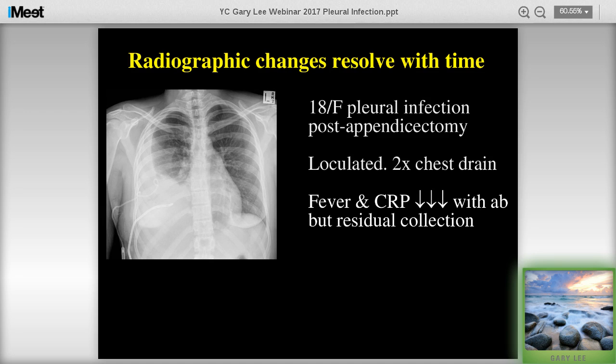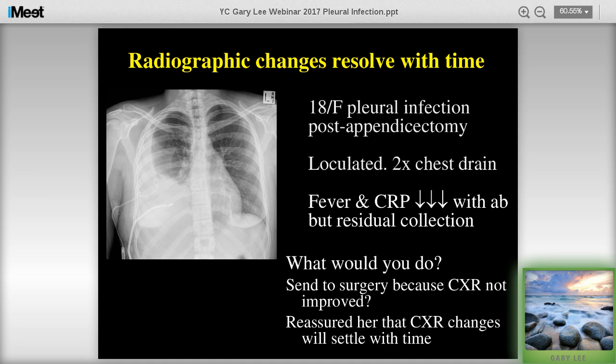This is an 18-year-old girl who has a ruptured appendix, was very septic, was in ICU for a while and developed a pleural effusion, which is very loculated. You can see 2 chest tubes and still got these residual collections. By the time I was asked to see her, her fever and C-reactive protein had entirely settled to near normal with antibiotics, but she still has that nasty-looking chest X-ray.